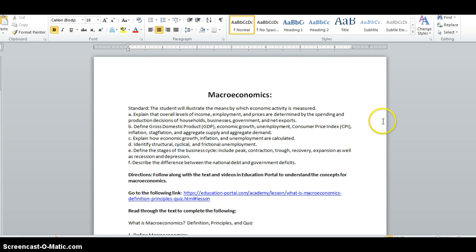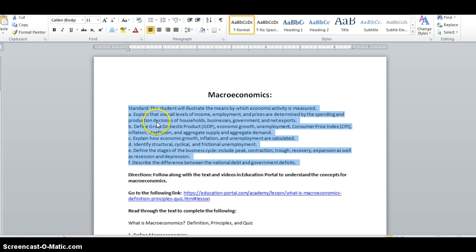You'll notice once you open it, these are the standards. At the end of this unit, if you're able to understand and complete these standards, you should be good to go for the test. So again, look at this tomorrow. By the end of class, see, can I explain the overall levels of income, employment, and how they affect our spending and our decision making?